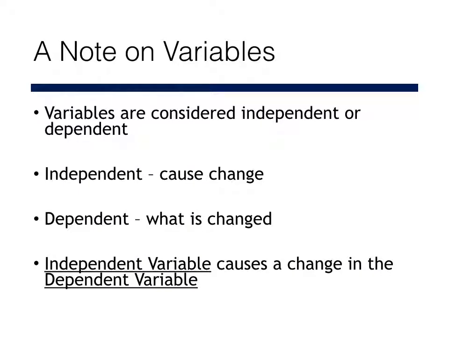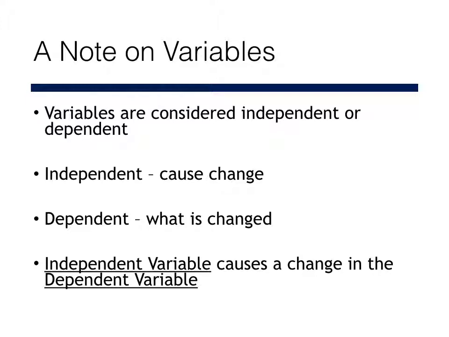So a quick note on variables. Variables are generally tied to a hypothesis or aims of the study. An independent variable is what causes a change, and a dependent variable is what is changed in a study. Also, the dependent variable must be measurable. So typically we're looking at a change in something for the dependent variable. We're looking at this dependent variable. Did it increase or decrease? Did it change in some way?